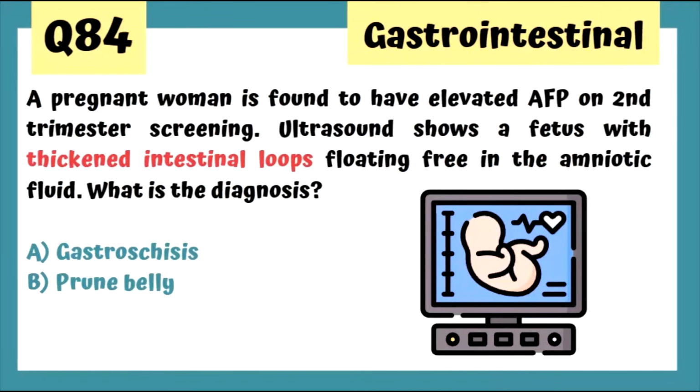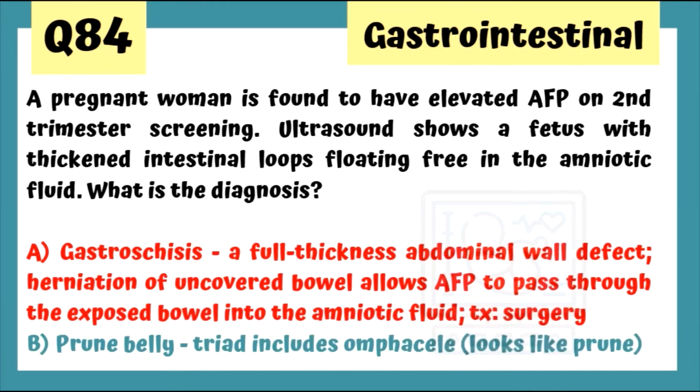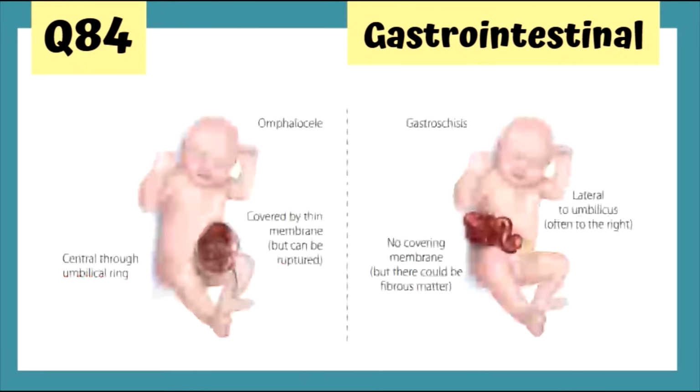Question 84. A pregnant woman is found to have an elevated AFP on second trimester screening. Ultrasound shows a fetus with thickened intestinal loops floating free in the amniotic fluid. So there's free intestines floating around. That's seen in gastroschisis as opposed to an omphalocele, or prune belly. That's a prune belly triad. One of them is omphalocele. There, it's covered up. It's not going to be free floating, but gastroschisis is a full thickness abdominal wall defect where we're going to see things floating around. Treatment is generally with surgery. All right, here we see the difference between omphalocele and gastroschisis. Again, in gastroschisis, we see it floating around.